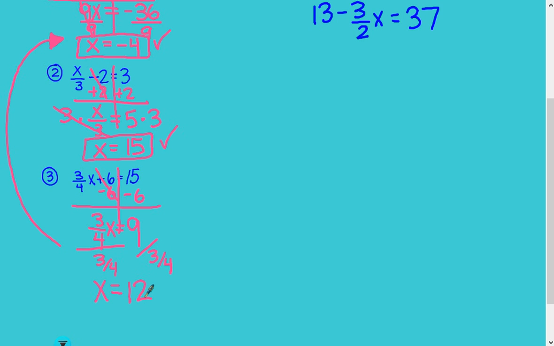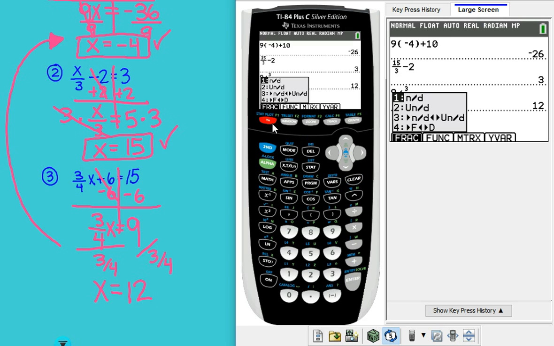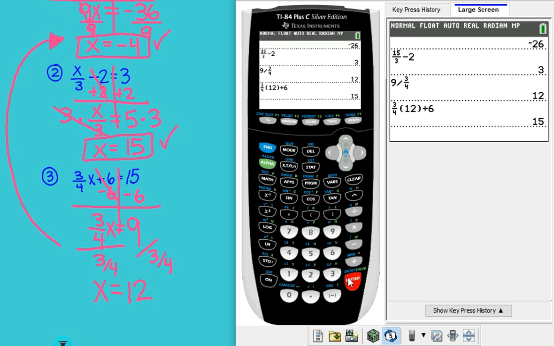All right, and then again, don't forget, it's really important and so helpful that we make sure that we are plugging our final answers back in. So I can say 3/4 times x, which I think is 12, plus 6, and that equals 15. So therefore, I know it's the correct answer.